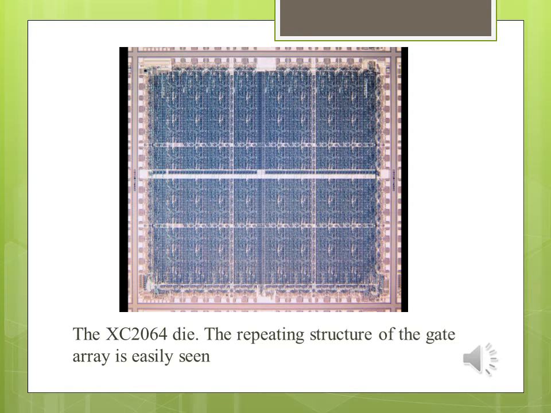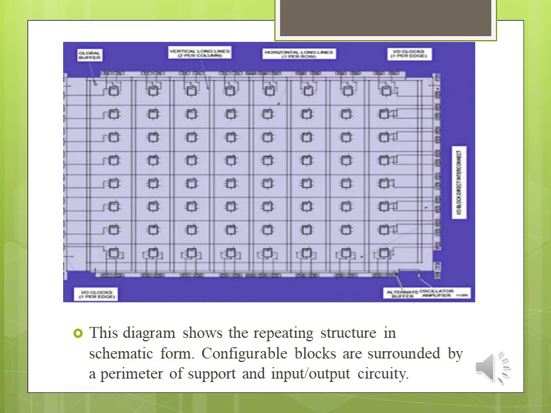The figure shows the XC2064 die. The repeating structure of the gate array is easily seen. This diagram shows the repeating structure in schematic form. Configurable blocks are surrounded by a perimeter of support and input-output circuitry.